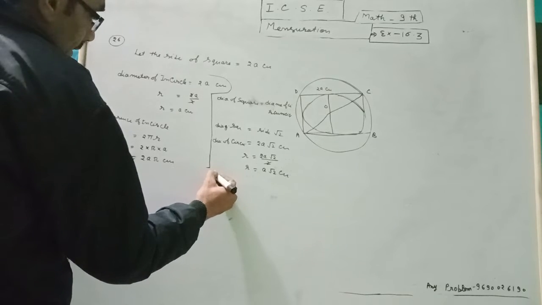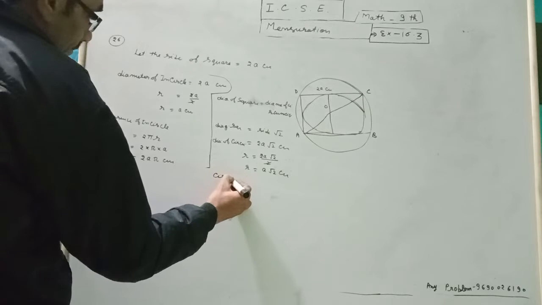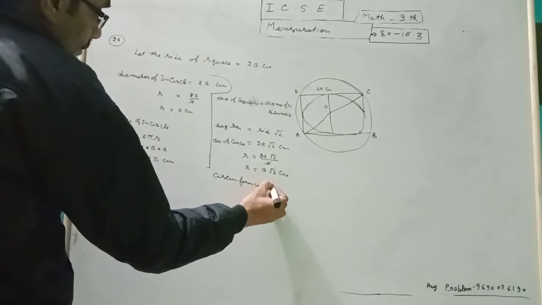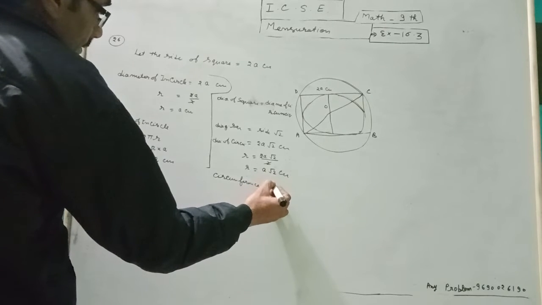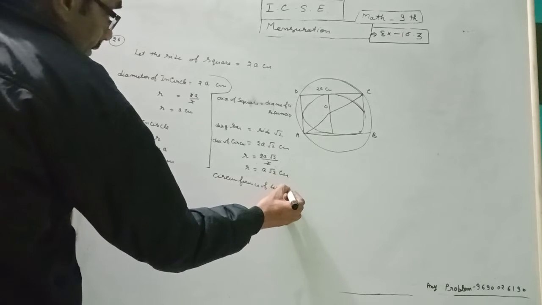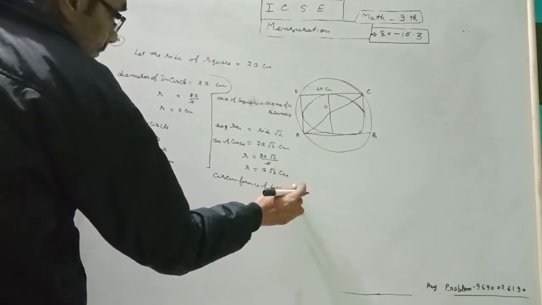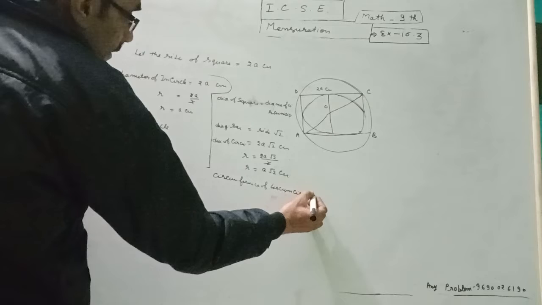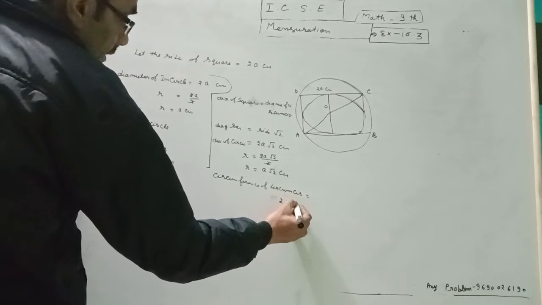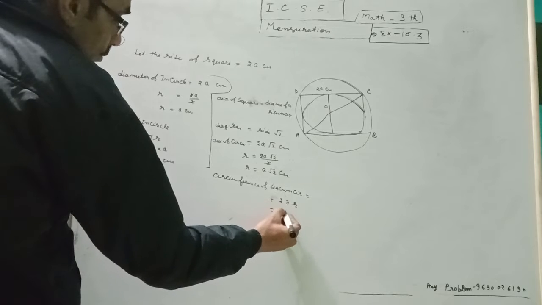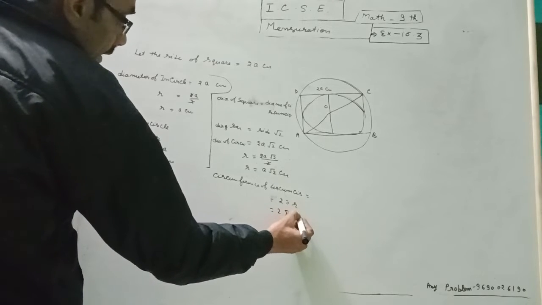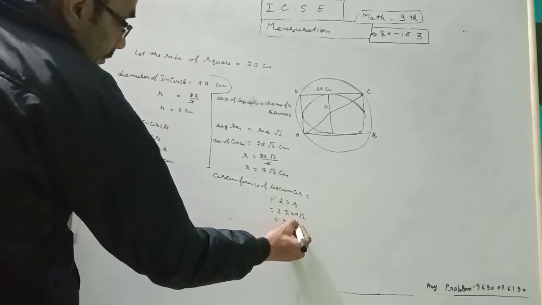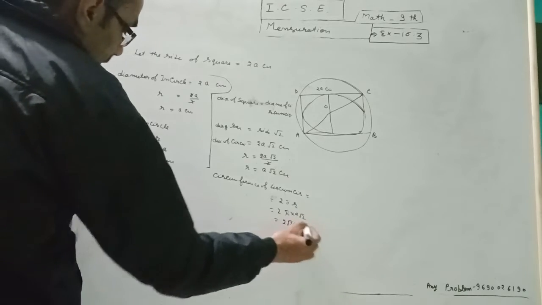As the circumference of the circumcircle is 2 pi r, 2 is 2, pi is pi, and the r value is a root 2. So the circumference is 2 root 2 a pi cm.